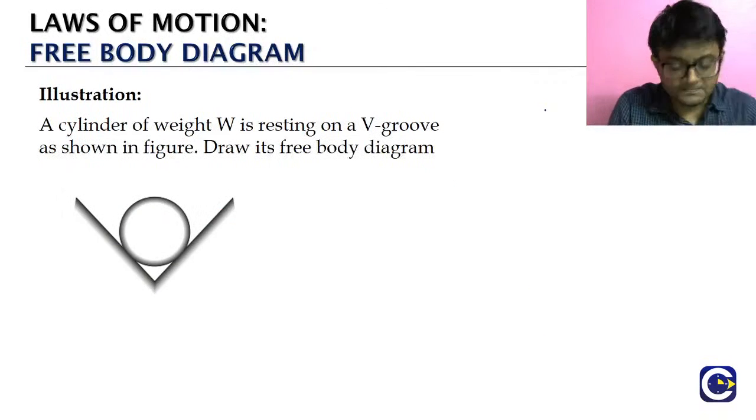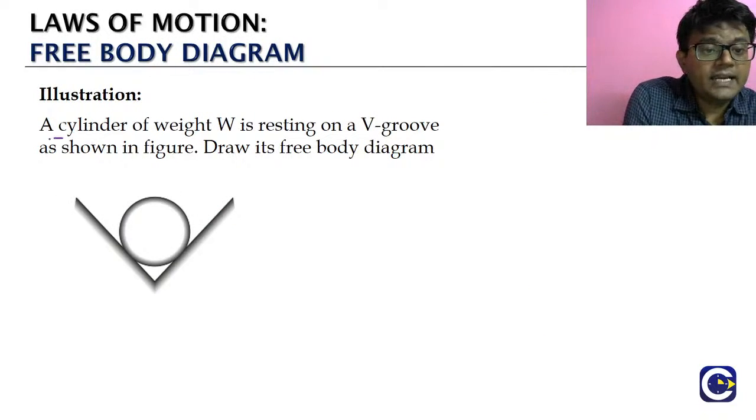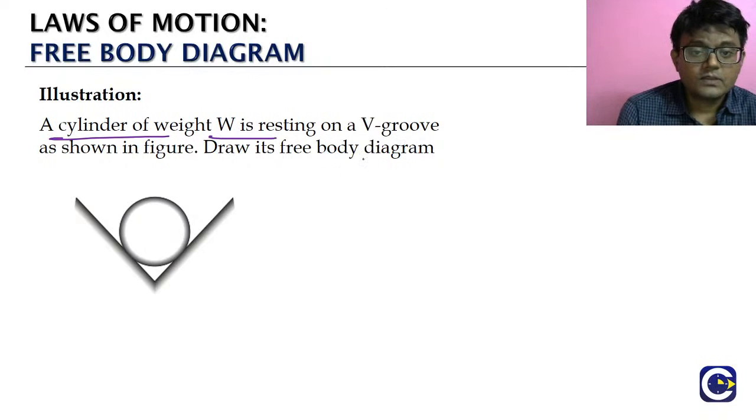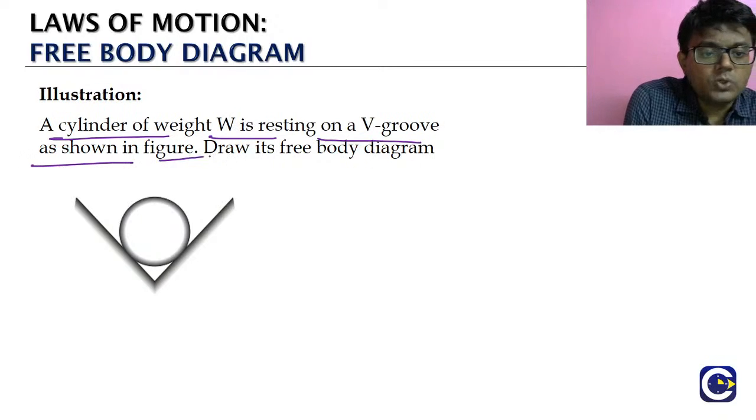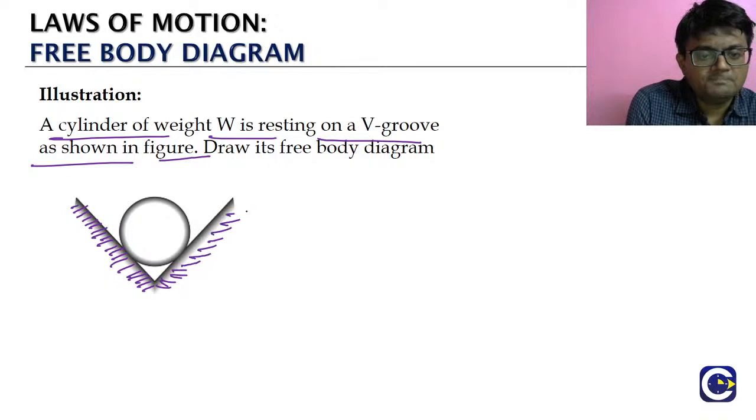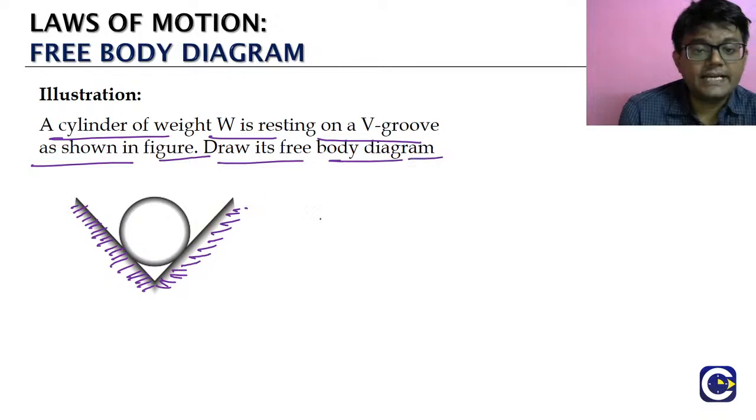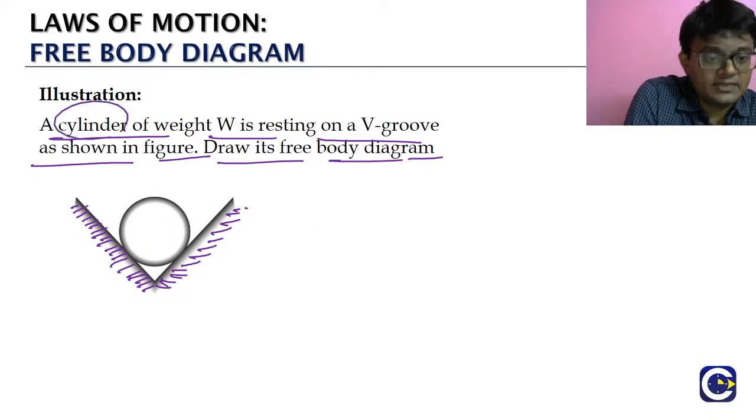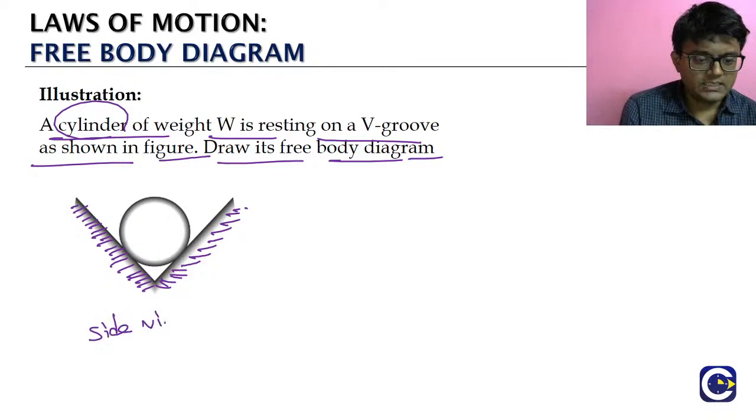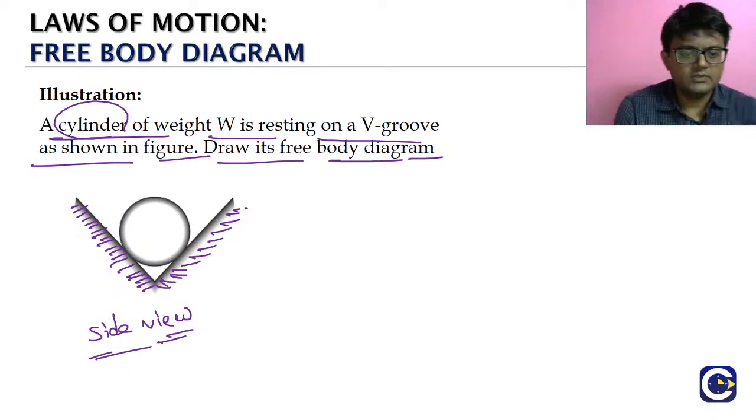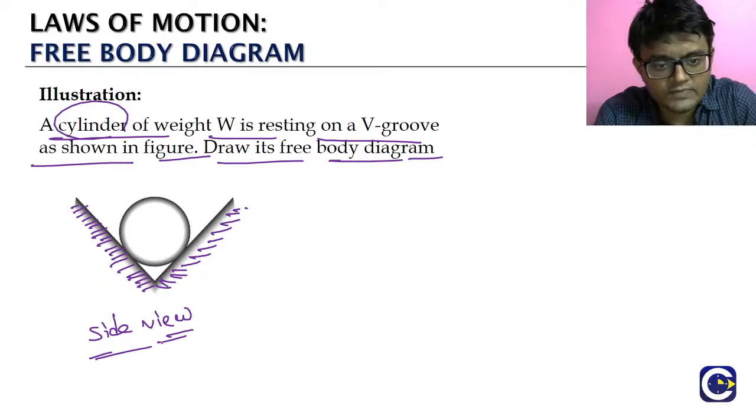Then look at this problem. A cylinder of weight W is resting on a V-shaped groove. The groove is like a V-shaped groove. Draw its free body diagram, for the cylinder. We are looking at the side view. When we look at the cylinder from the side, it looks like a circle, so we are looking at the side view of the cylinder.